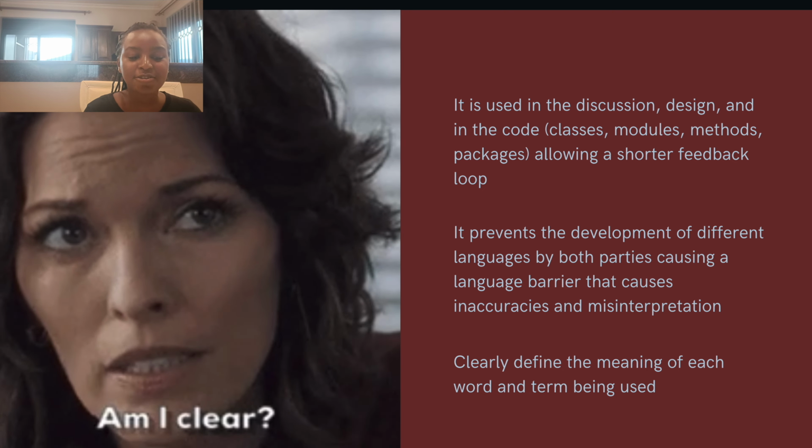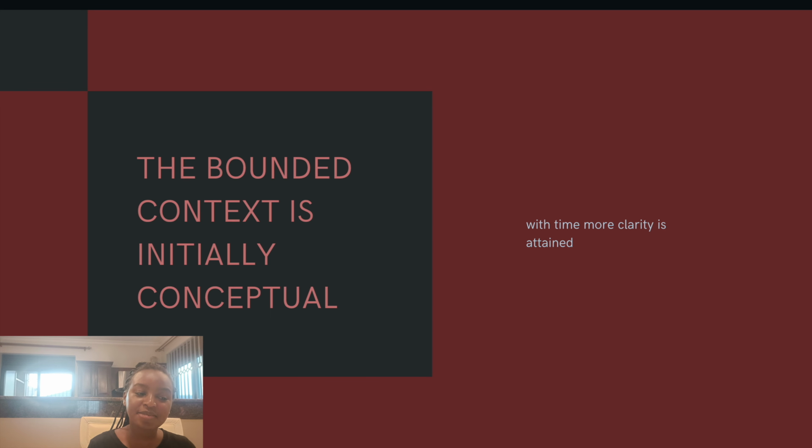Clearly define the meaning of each word and term used. Equally as important, also talk about the terms that didn't fit and why they didn't fit. The bounded context is internally conceptual. With time, more clarity is attained.